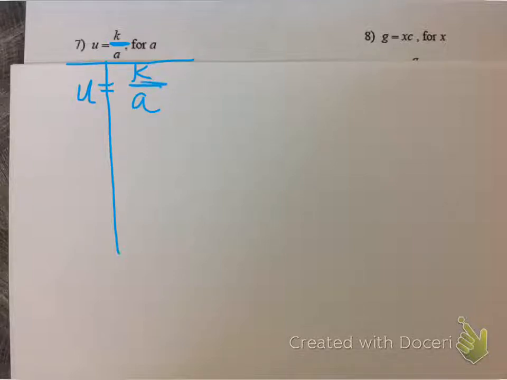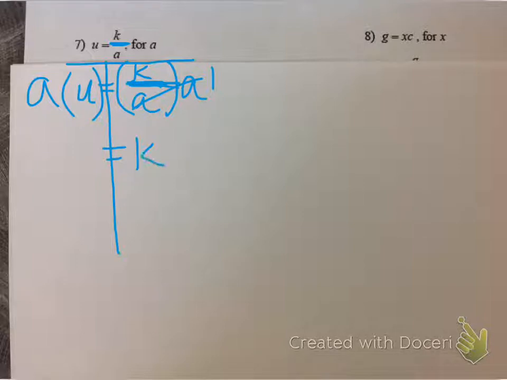Okay, since it's being divided by a, we're going to do the opposite, which is to multiply by a. If you do it to one side, we're going to go ahead and do it to the other side as well to stay even. A divided by a is 1. So the only thing left here is k. And on this side, we have a times u, which we cannot simplify any further.